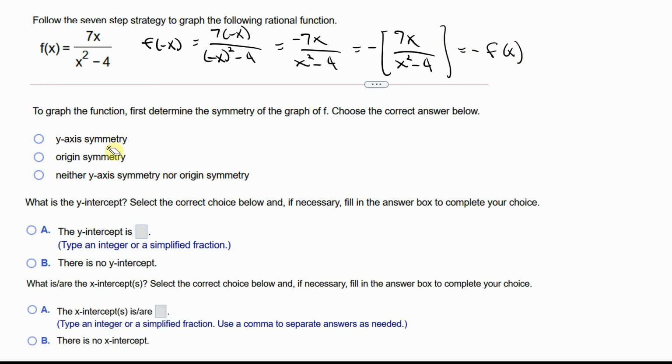Now again, we said if it's symmetric with the y-axis, you have f of negative x is equal to positive f of x. If it's with the origin, we get f of negative x is equal to negative f of x. So this guy is symmetric with respect to the origin. See that negative there in the front? What's the y-intercept? We set x equal to 0. Set and let mean the same thing, right?